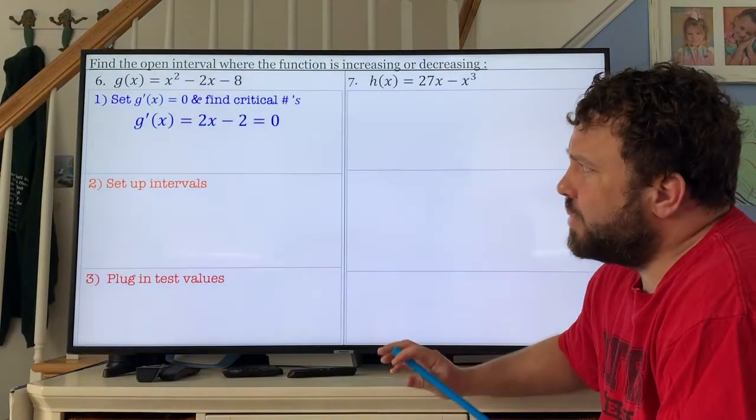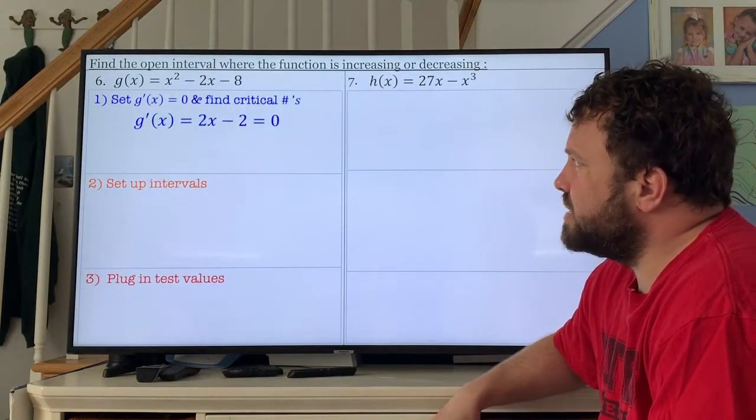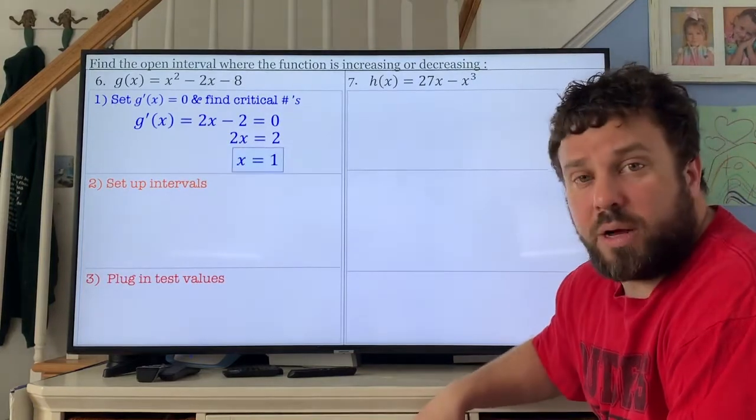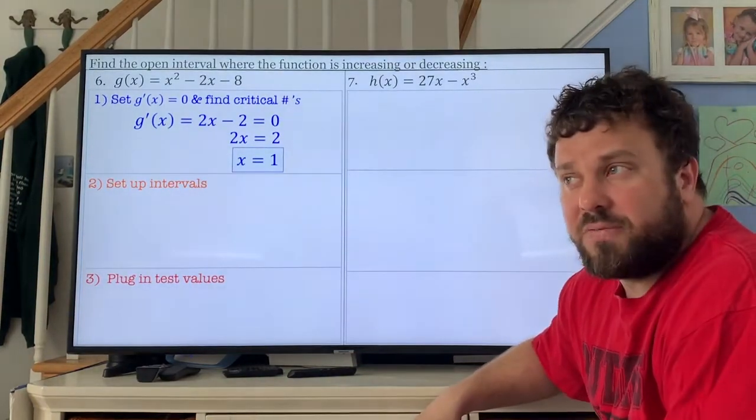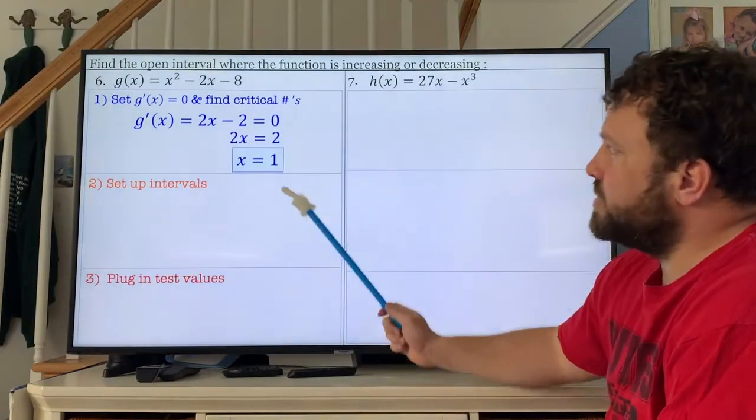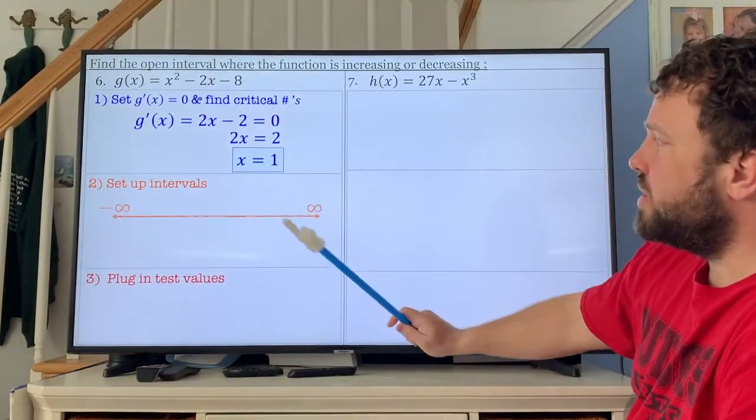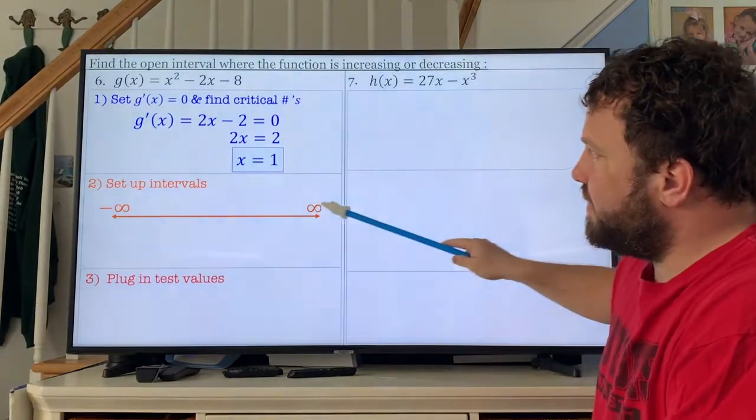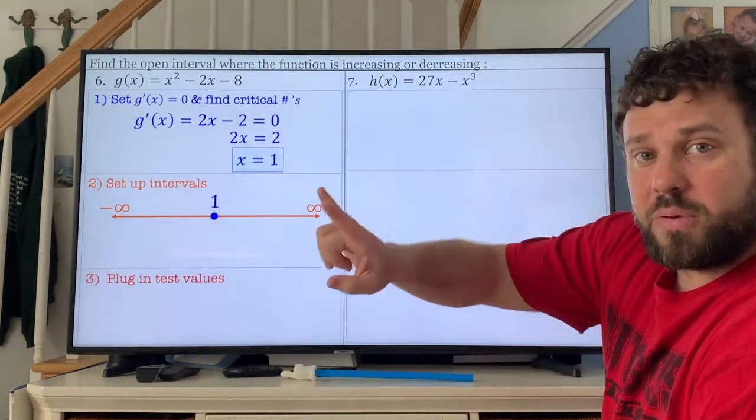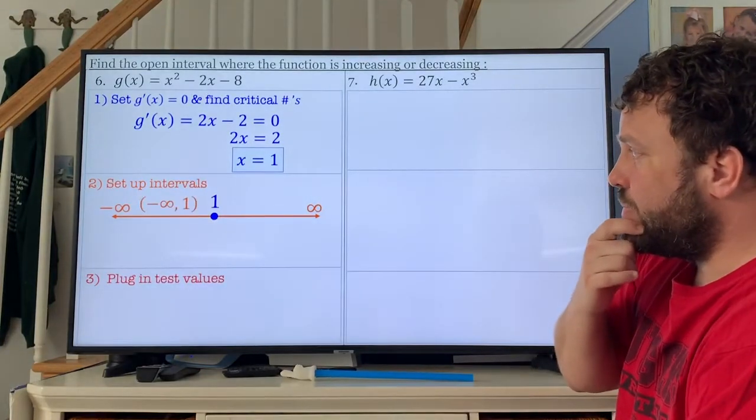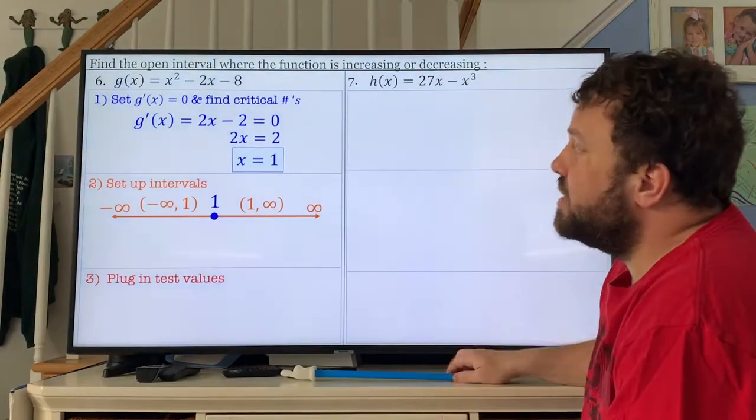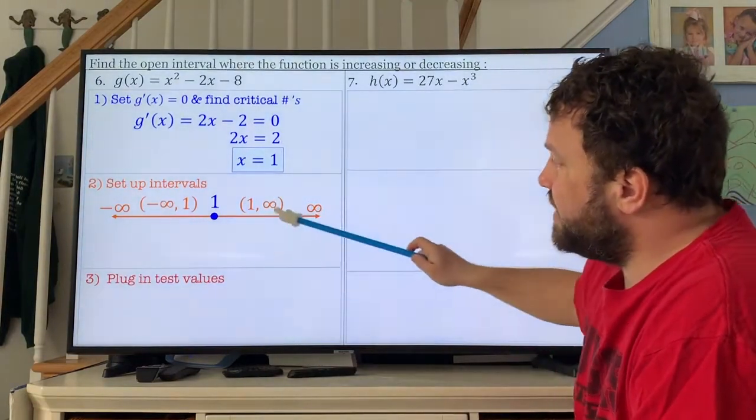First thing, step 1, derive, set equal to 0. Solve for x. 2x equals 2 and x equals 1. Now we're not actually finding the critical points because we just care about the intervals. Set up your intervals. Since you only have one critical number, only one number goes on here. We only have 2 intervals, from negative infinity to 1, and from 1 to infinity. And that's it.